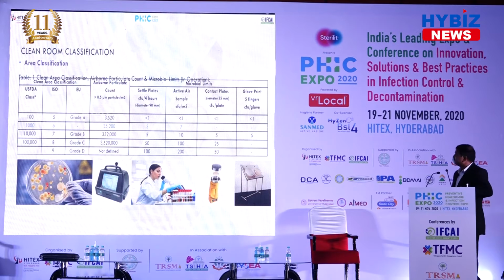So this table speaks about the classification of a clean room and their comparison with different standards: US, ISO and EU. Accordingly, in ISO it is 5, 6, 7, 8, 9, and in EU it is A, B, C, D.